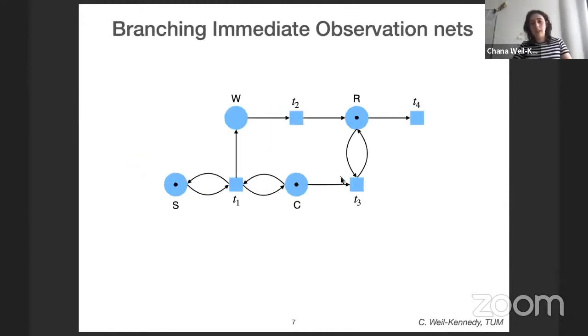And of course, the example I showed you previously is a branching immediate observation net. I'm just going to call them bionets. So it's a bionet, for example, because all of its transitions are biotransitions. For example, transition T3, there's a token in C which observes that there's a response and leaves. Okay, so that's the definition of bionets.